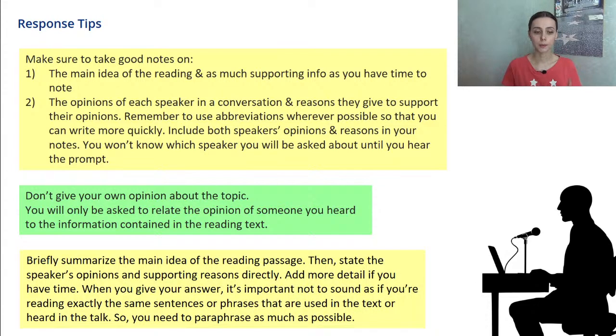And briefly summarize. Now it's about your actual response, what you are going to be talking about. First, briefly summarize the main idea of the reading passage, then state the speaker's opinion and supporting reasons directly. Add more detail if you have time for this. When you give your answer, it's important not to sound as if you're reading exactly the same sentences or phrases that are used in the text or heard in the talk. So you need to paraphrase as much as possible. And this is what you saw in my sample response.